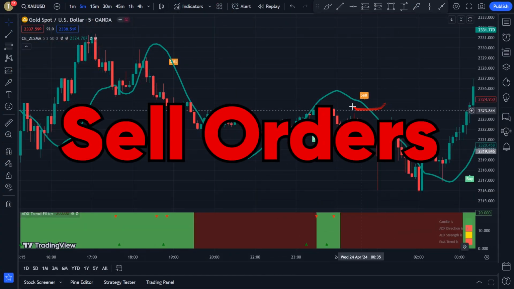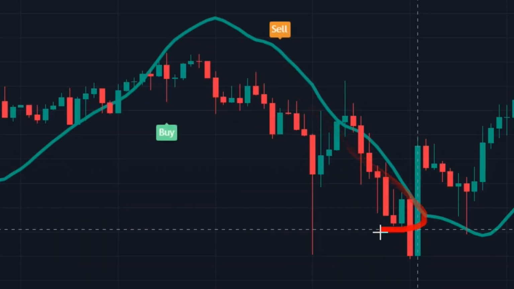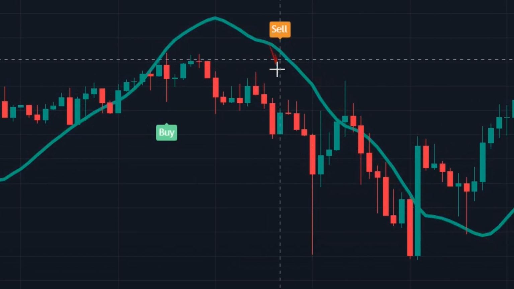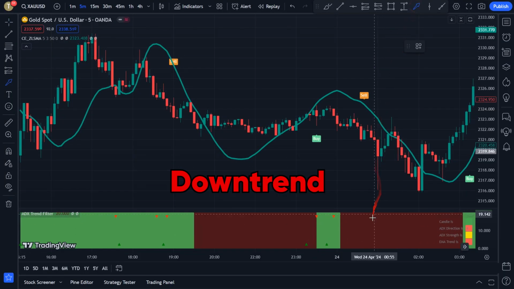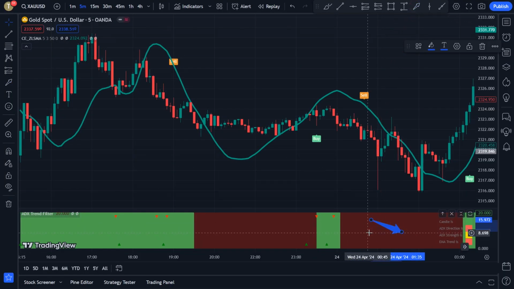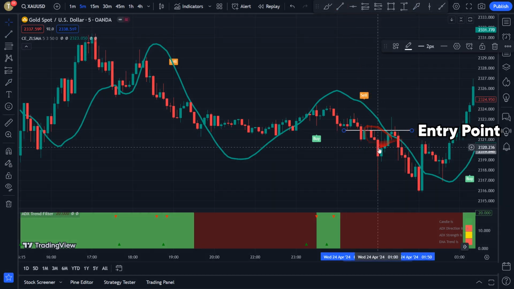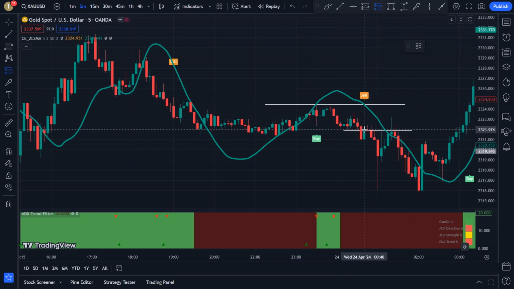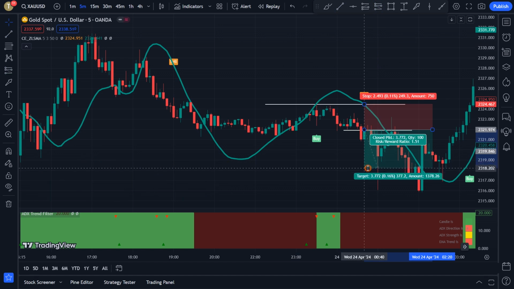For sell orders, first find a sell signal which is found at this point. Then make sure that the candles are below the ZLS SMA line at this point. Now check the ADX indicator and make sure that we are in a downtrend. Once all conditions are okay, you have found a suitable entry point. Place your stop loss slightly above the last swing high and consider a risk to reward ratio of 1 to 1.5 for take profit. Wait for the trade to close with profit.